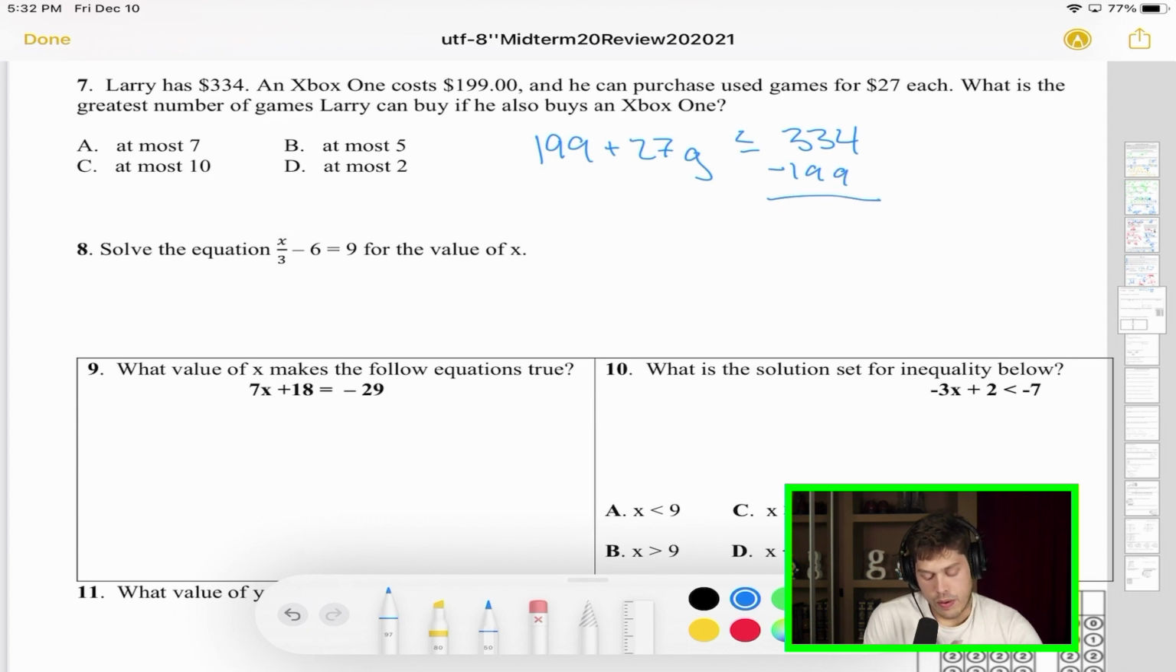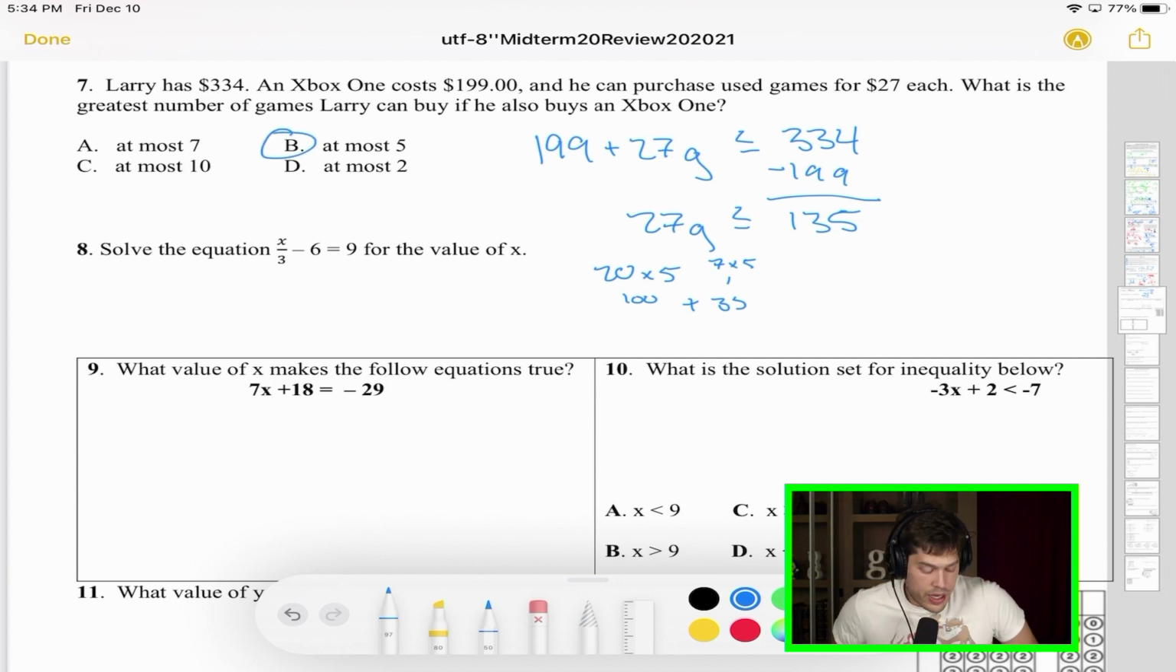So to solve this problem, we're just going to subtract 199. Well, if we subtract 200, that would be 134, so this is 135. So we have $27 times the number of games has to be less than or equal to 135. And this is exactly 5. I'm doing this in my head because I know 20 times 5 is 100, and 7 times 5 is 35, and if we add these together, you'll get 27 times 5 is 135. So he can buy at most 5 games.